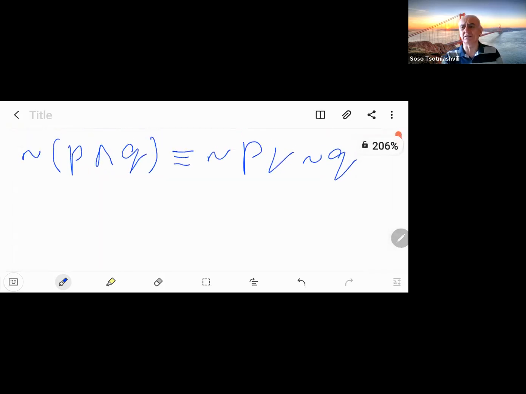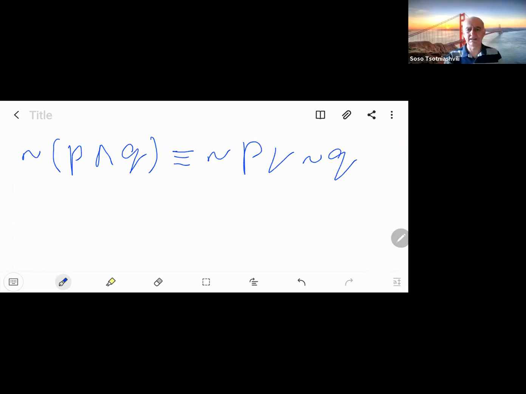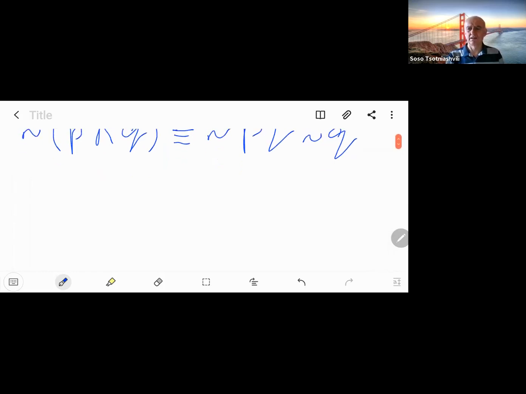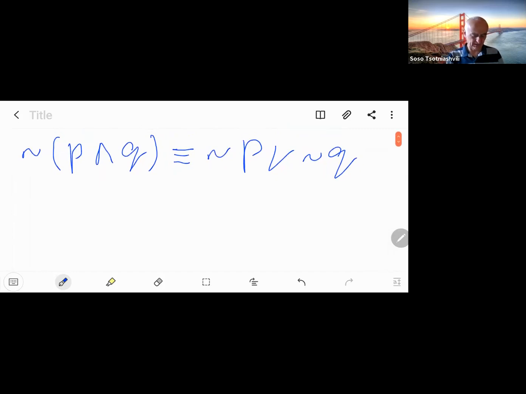Now, my next question is, how can we prove that this is really equivalent? Using a truth table. Yes, absolutely. Using a truth table, and you should know how to construct a truth table. So let me show this. We have here two propositional variables, P and Q.